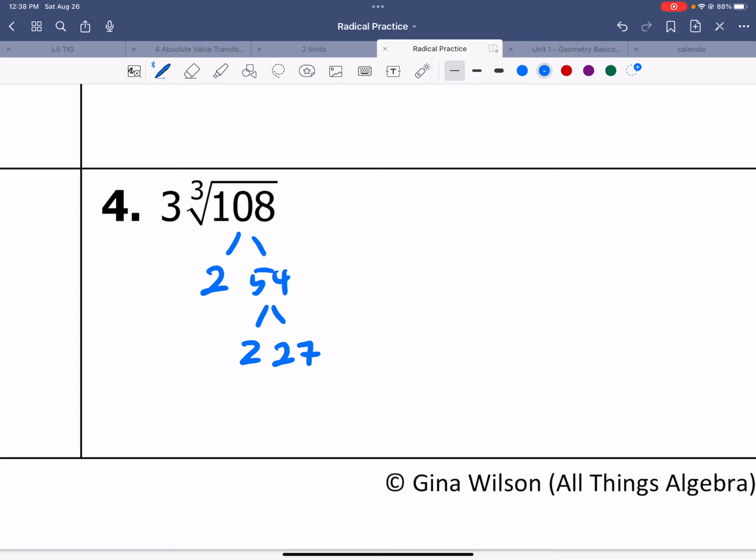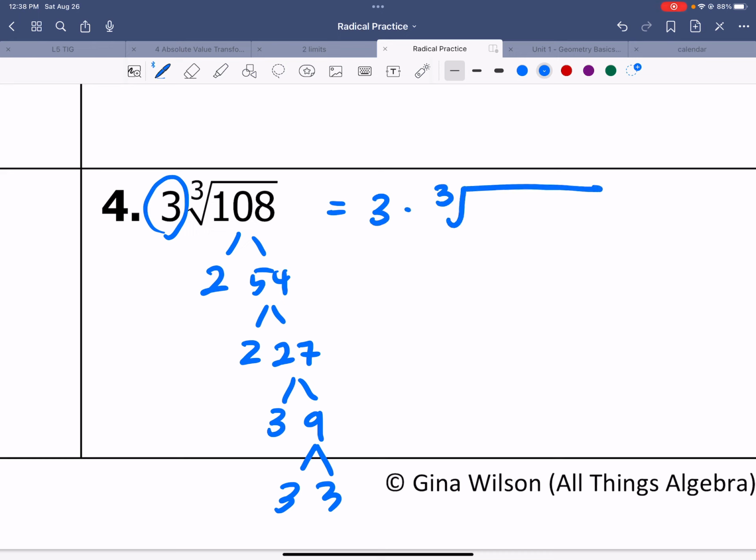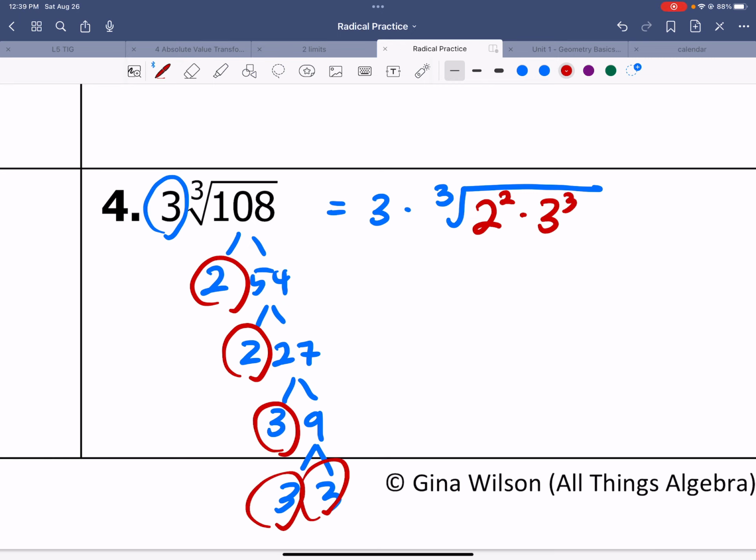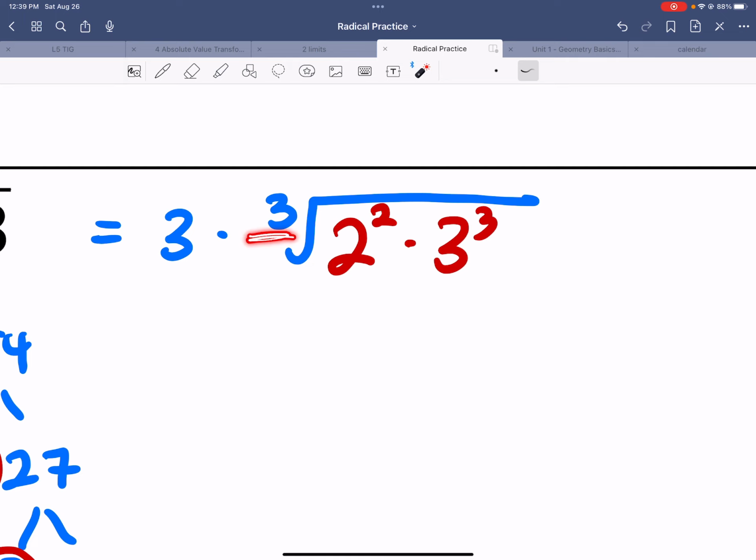If you're asking how I can do this so fast, well, mental math, guys. 27 can be broken down into 3 and 9, and 9 into 3 and 3. So if I break this down, I already have a 3. I'm going to write 3 times the cube root of, I have two 2s and I have three 3s. And remember guys, it's a cube root. If you want to take numbers out, you should have at least triples. The 2, I cannot take out because I only have two 2s. The 3, I can take out because I have three 3s.